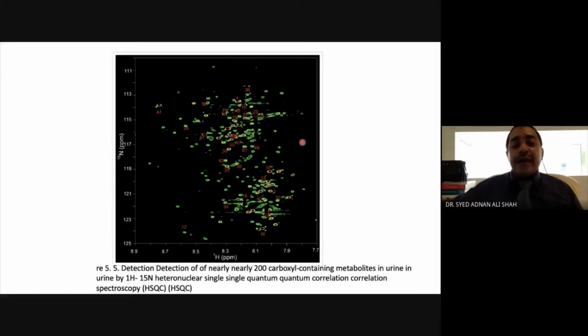So this is a 2D technique which gives further information about the metabolites. About 200 carbonyl compound containing metabolites can be identified through this 2D technique. Each and every spot gives information about a metabolite present in urine. So this technique further gives information about the structure of the compounds present in a sample.